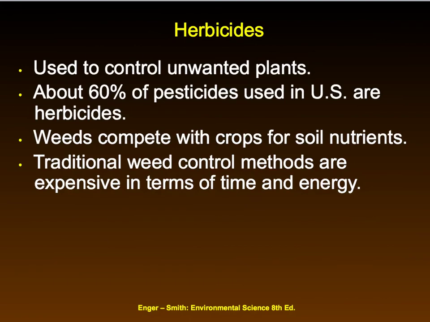Okay, our next category is herbicides. These are used to control unwanted plants. Farmers don't want certain plants in their crops. About 60% of pesticides used in the U.S. are herbicides. Weeds compete with crops for soil nutrients, and that's not good for yield, so we want to eliminate them. Traditional weed control methods are expensive in terms of time and energy, so sending someone out to weed their garden or bigger areas of land, it's much quicker to just spray a pesticide that's an herbicide.